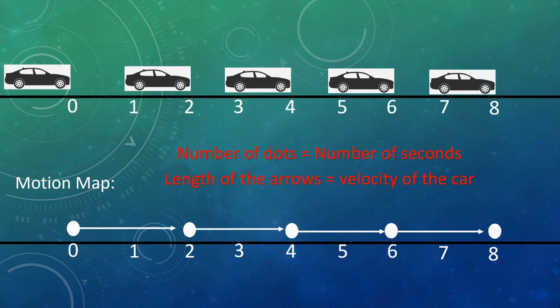We can also see the pattern of motion because these arrows are not changing size as we go from left to right. And that tells us that this car was going at about a constant velocity.